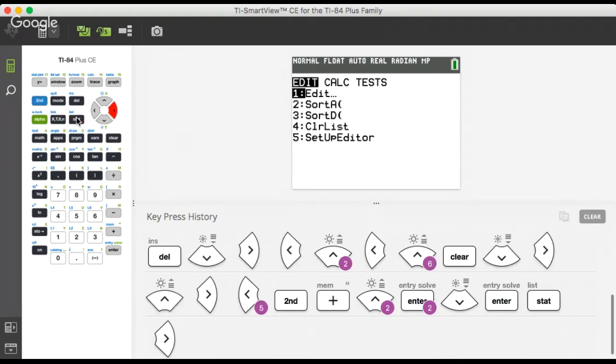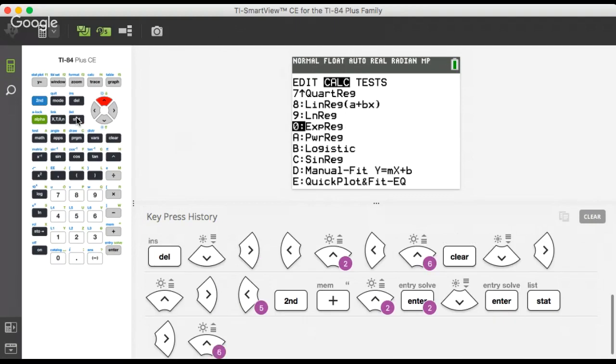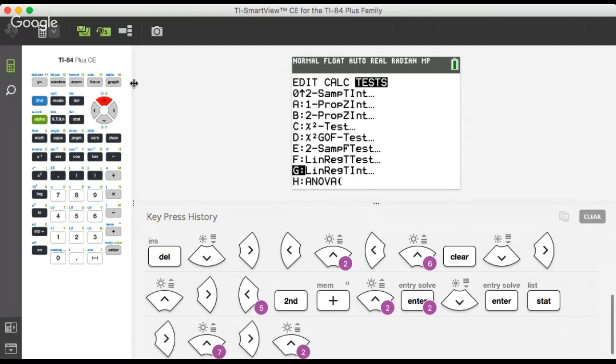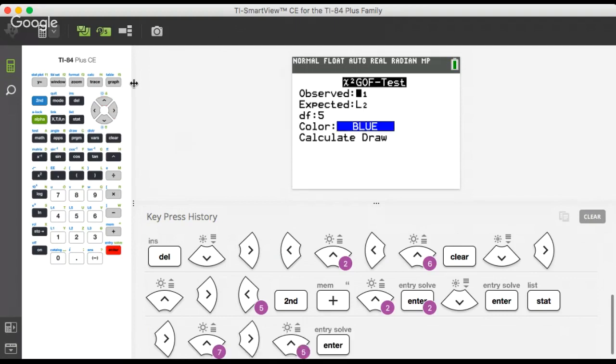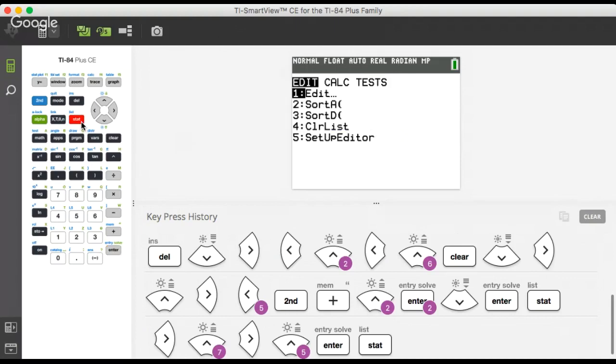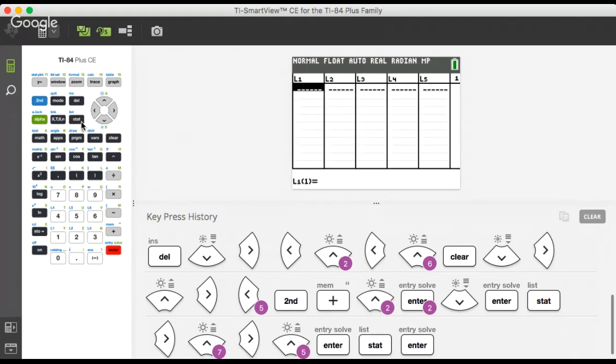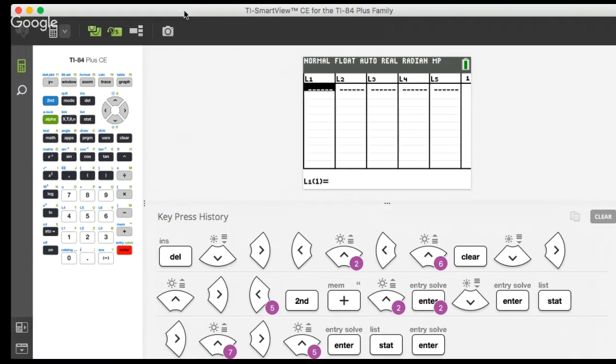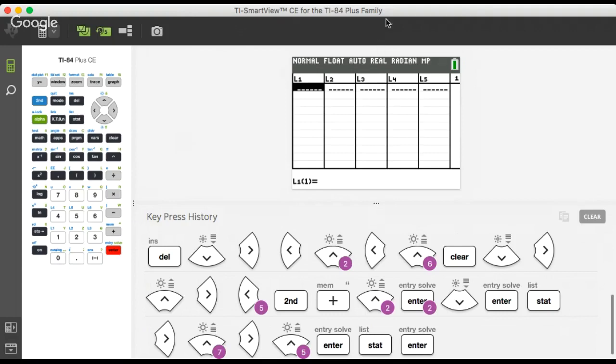So coming back to stat, let's go to calculate. I've hit the wrong one. If that's you, it's okay. You can just kind of start over, or you could just replace it. That's fine. So my L1 list would be my totals here.